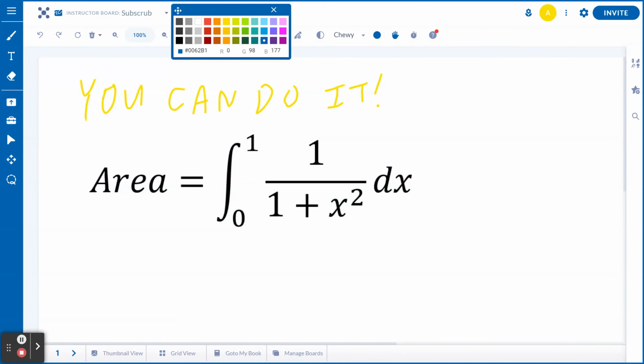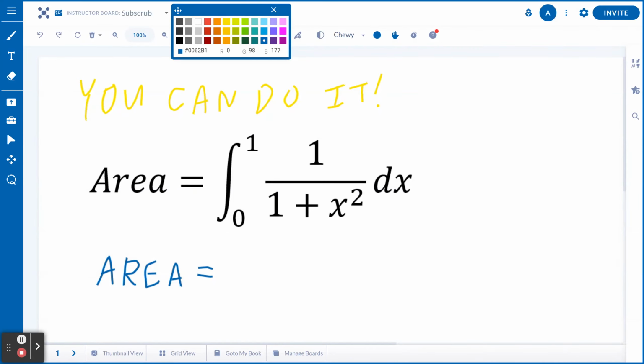Hi everyone, let's take a look at the following example. Find the area of 1 divided by 1 plus x squared from 0 to 1. And again, you're integrating this with respect to x. Step number 1, there's a major difference between finding the area and just finding the antiderivative, whether it's a definite or indefinite integral. So again, in this example, our goal is to find the area.